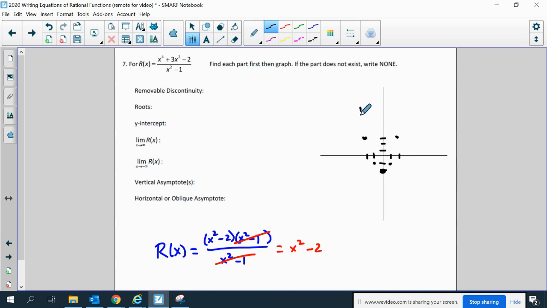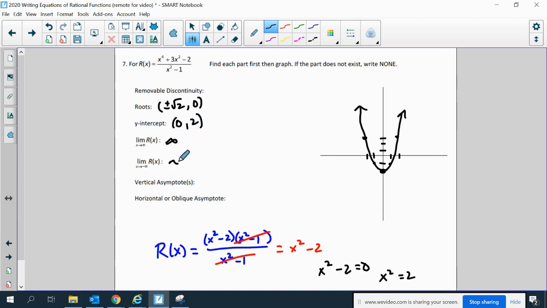So if I graph this, it's going to look exactly like x squared minus 2, with some slight modifications. So it's going to look like a parabola. What I am going to end up having to do is figure out what these modifications are. My y-intercept is at (0, 2). I have roots at plus or minus square root of 2, comma 0. And that would be clear if I factored this further, or if I just set x squared minus 2 equal to 0 and solved, I'd get x squared equals 2 and take the square root, and you'd get a plus or minus. The limit of both of these is infinity.